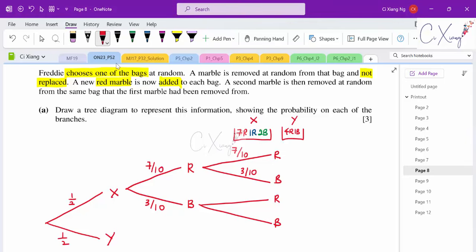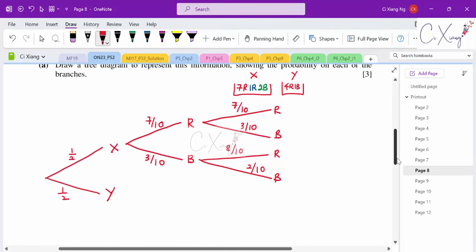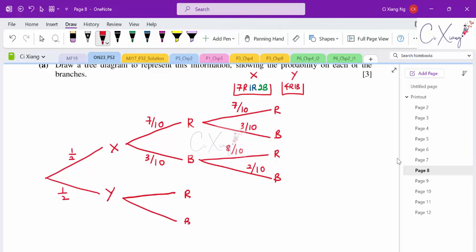So for the next marble that you select, what is the probability to get a red marble? It will be 8 over 10 because 7 plus 1 is 8. Then the blue marble will be 2 over 10. So this is all the probability that we will have if you select bag X and select the marble from bag X. Then we go for the second possibility. If you get bag Y, then the first marble that you get might be red or blue, and the second marble that you get also might be red or blue.